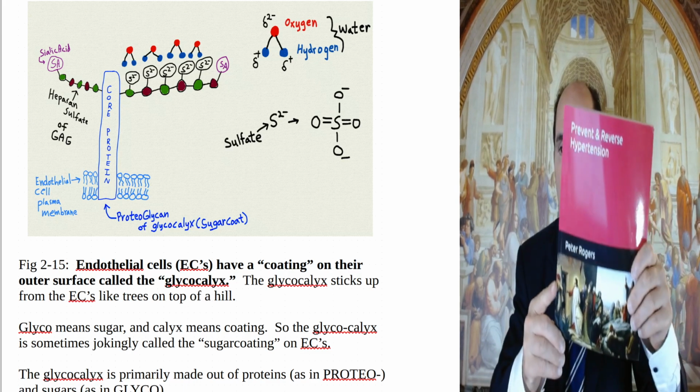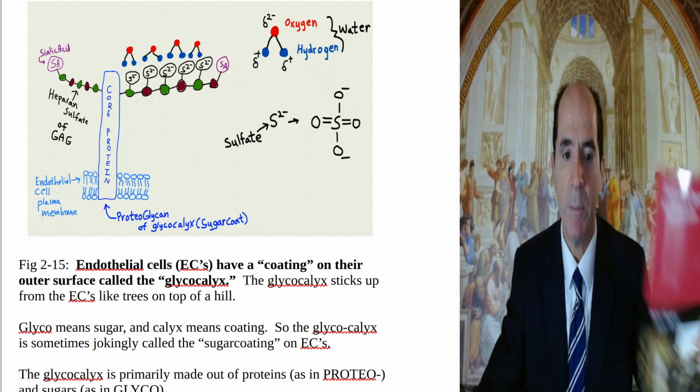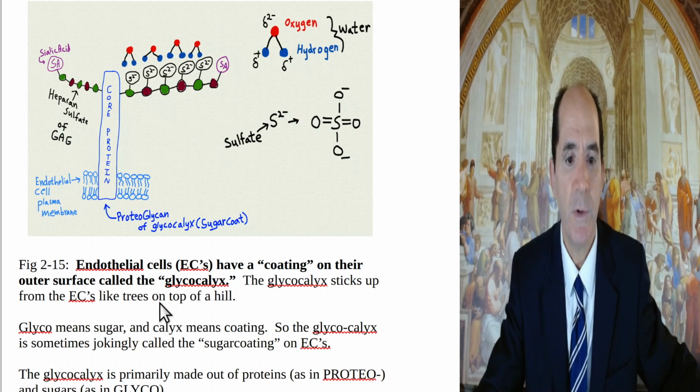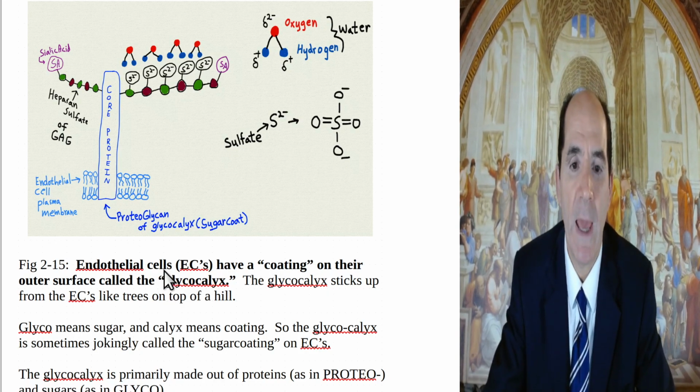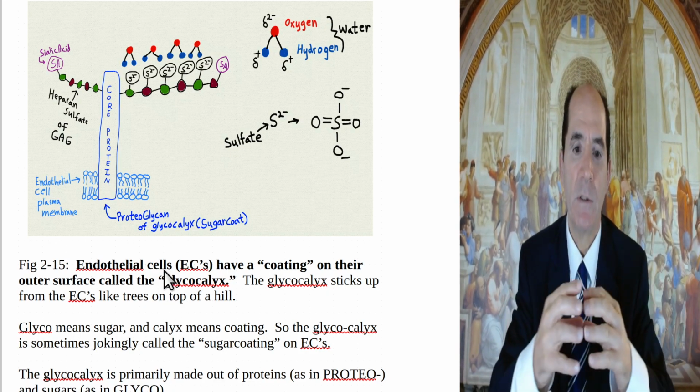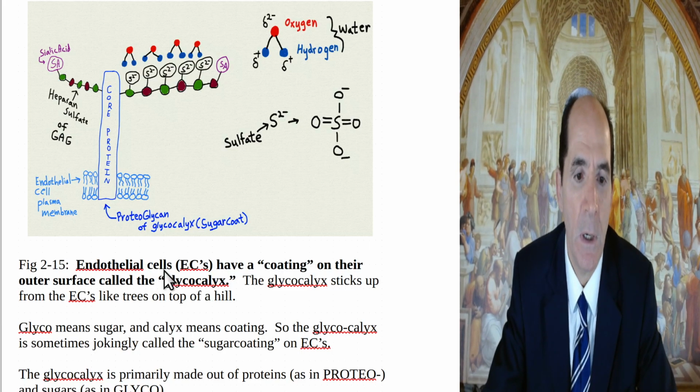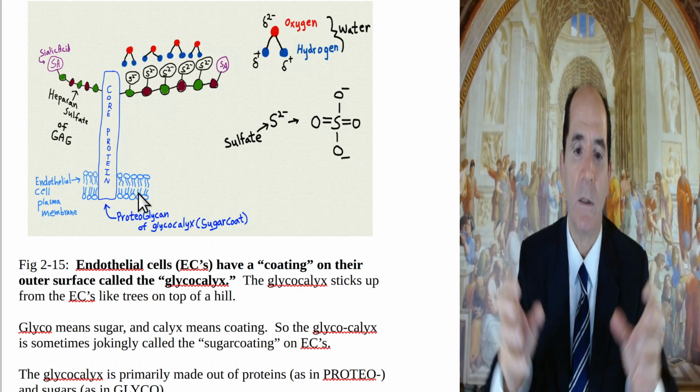Okay, we're doing the book here, Prevent and Reverse Hypertension by me, Pete Rogers. We're on figure 215. And this is showing the anatomy of the endothelium. This is the lining of your arteries. So these cells are called endothelial cells, and this is their plasma membrane, the outer membrane that encloses the cell.